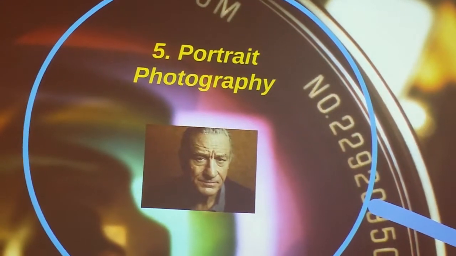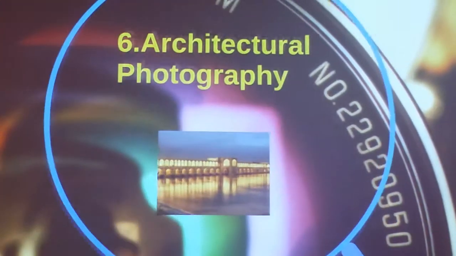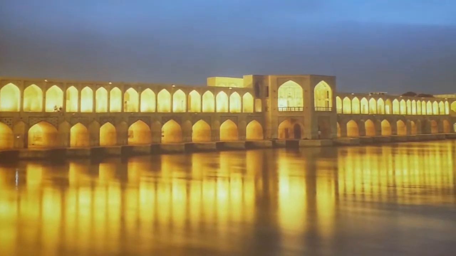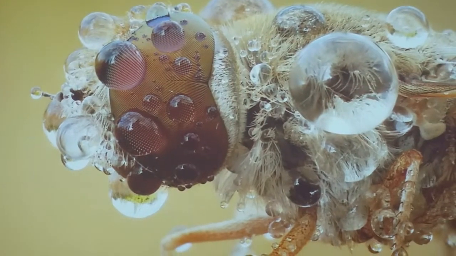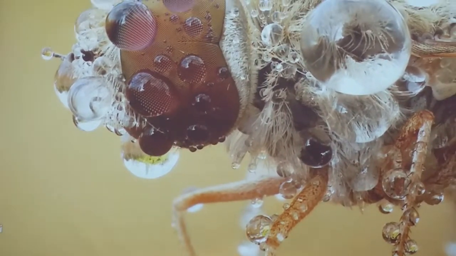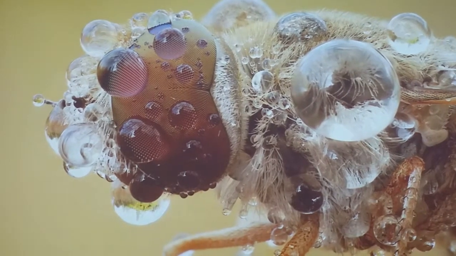The next one is portrait photography, which is the oldest type of photography, and can range from taking pictures of your family, your relatives, pets, and whatsoever. The other one is architectural photography, which is about construction, buildings, bridges, and photographers take pictures from different angles. And the last one is macro photography, in which people take pictures from close distance to the subject. And the most interesting subjects are insects and flowers.